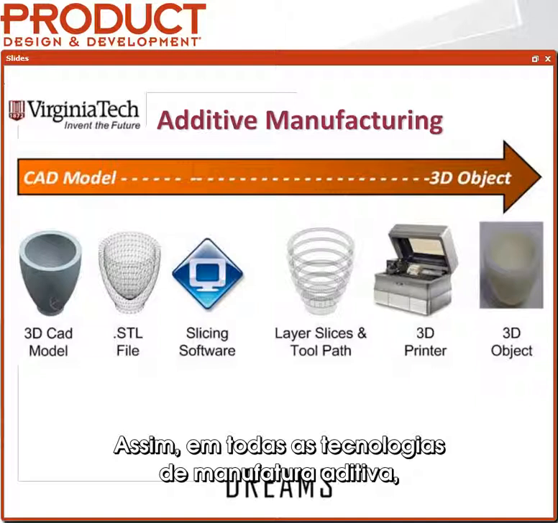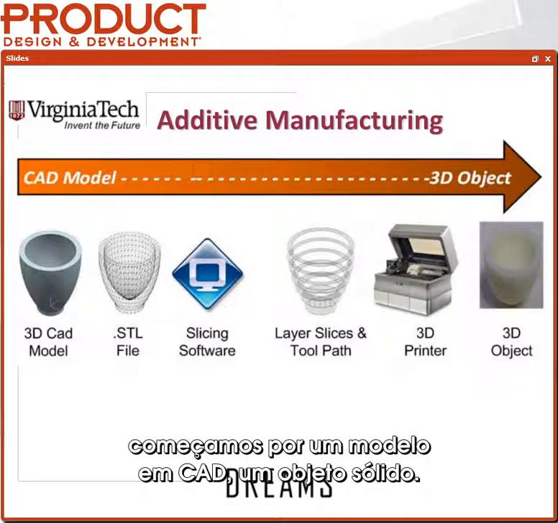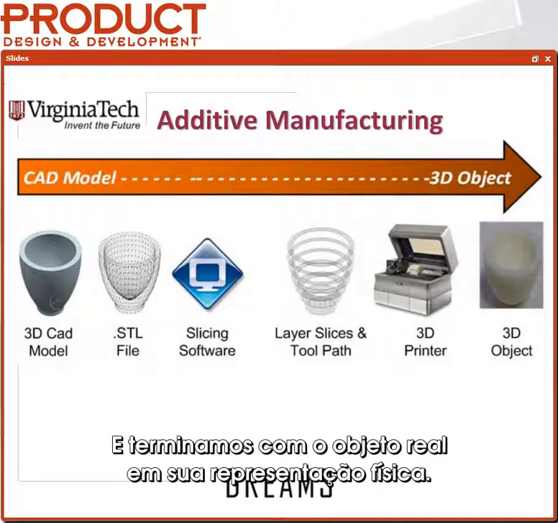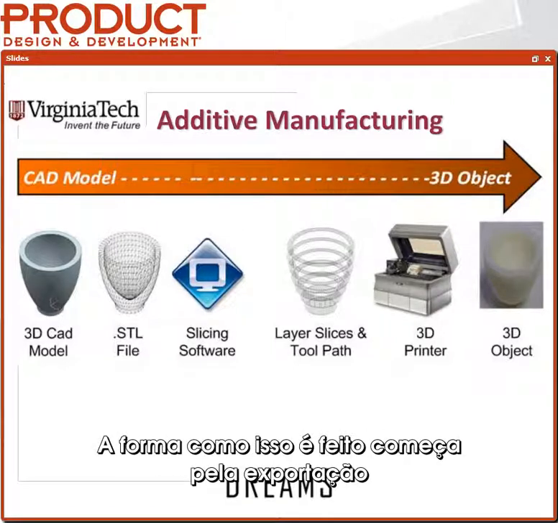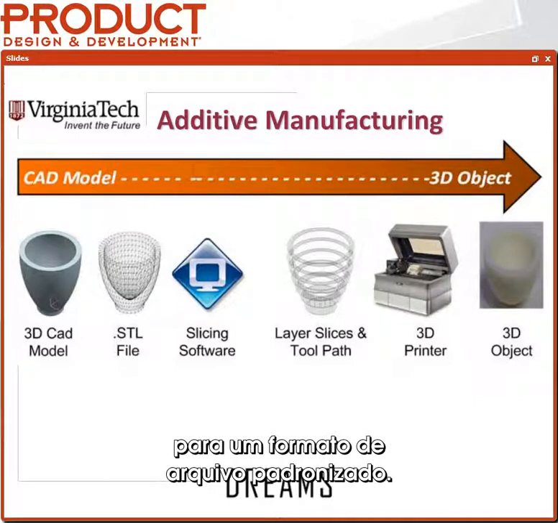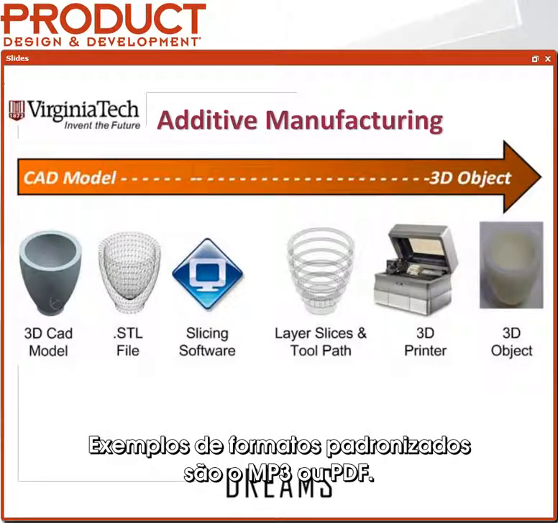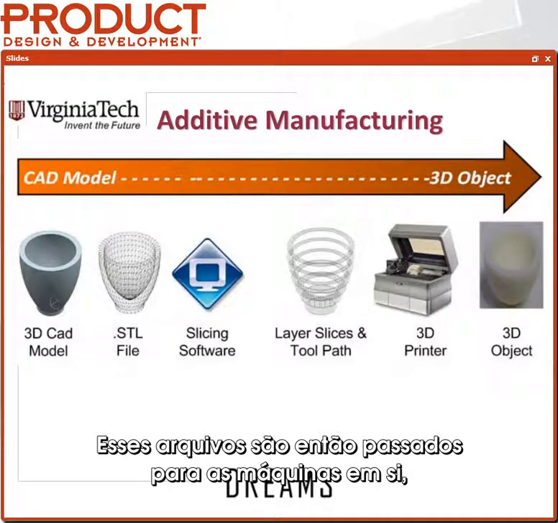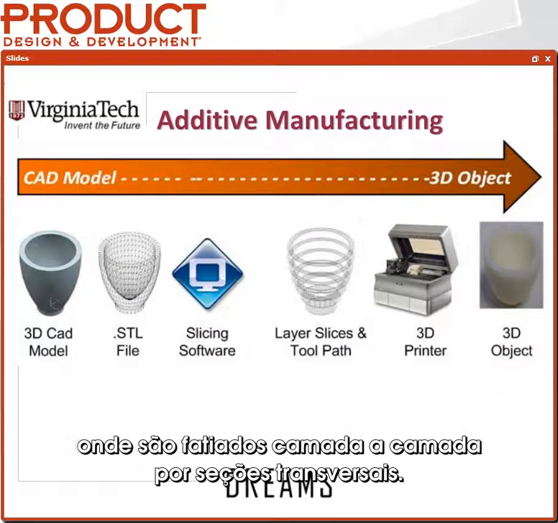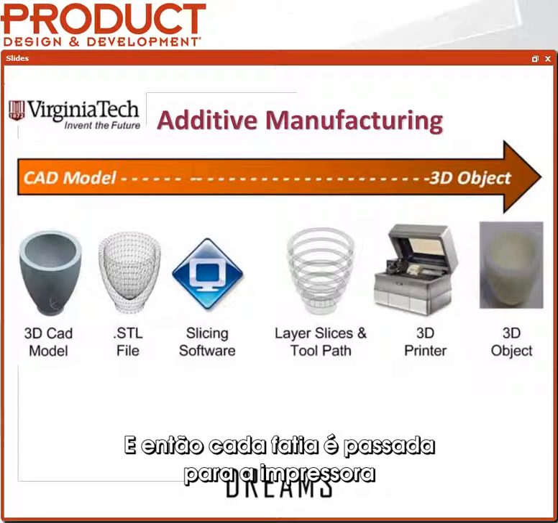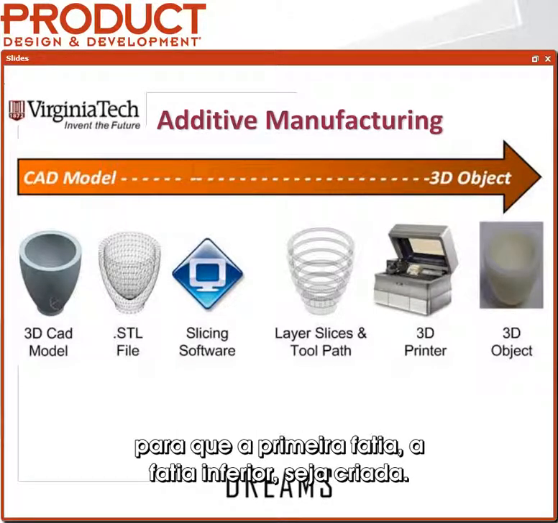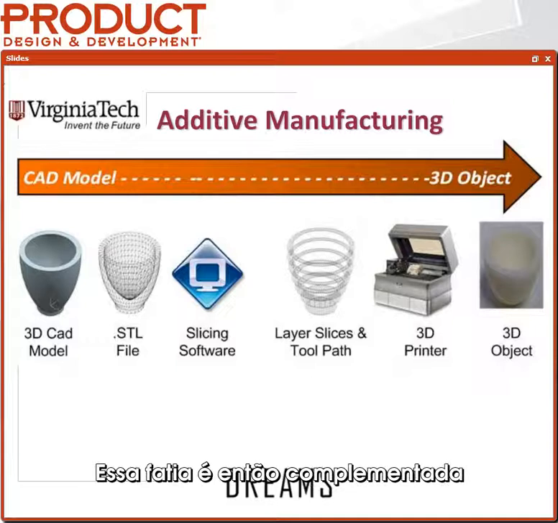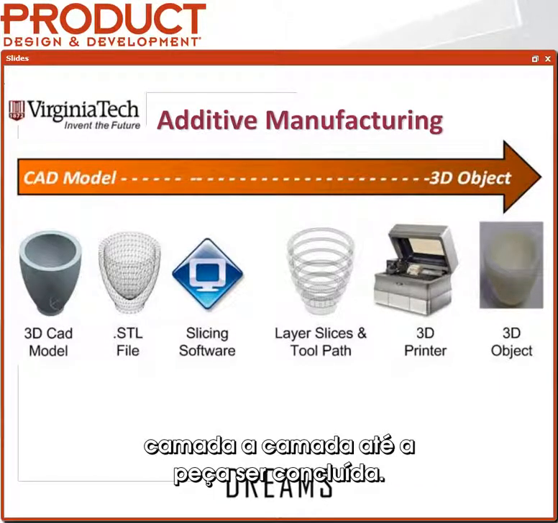So in all additive manufacturing technologies, we start with a CAD model, a solid object, and we end up with the actual object in physical representation. And the way that's done is it's first exported to a standardized file format, like an MP3 or a PDF. Our standardized file format is the STL file. And then we pass that on to the machines themselves, where they are sliced into layer cross sections. And then each slice is passed to the printer to actually create the first slice, the bottom slice, and then to build on that slice layer by layer until the part is complete.